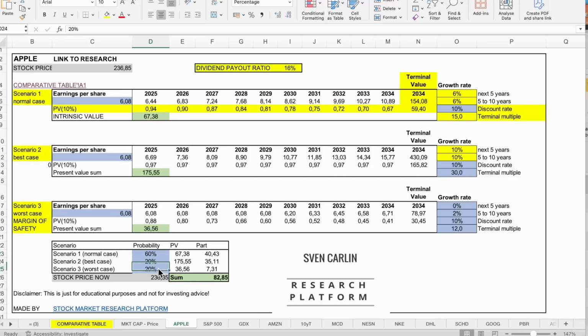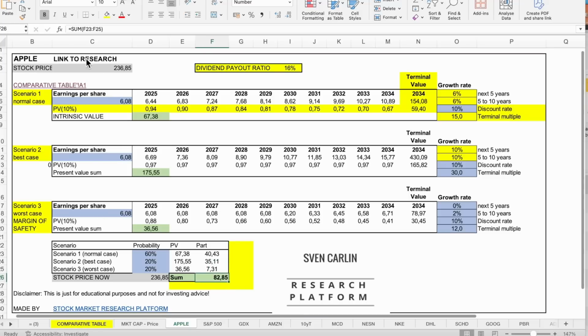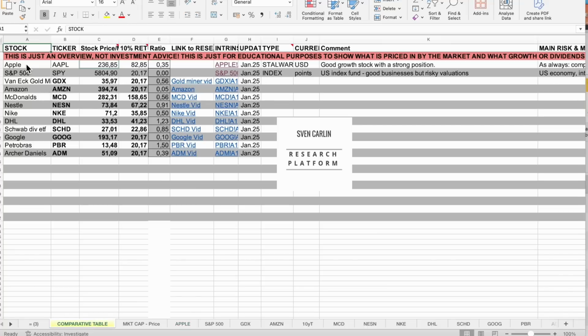If we put 60, 20, 20 for the scenario probabilities, the sum of things, the intrinsic value is a big 82 for Apple. We go to the comparative table, you can also click here, and Apple price to 10% return is a ratio of 0.35, which is a disastrous ratio. And that explains why Warren Buffett sold. Maybe he's using my template, I don't know. If you're using it, Warren, let me know in the comments.